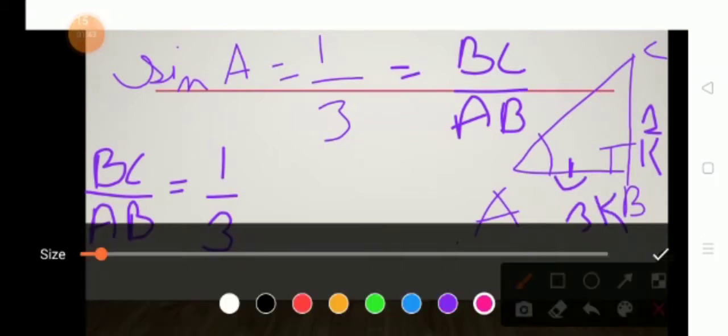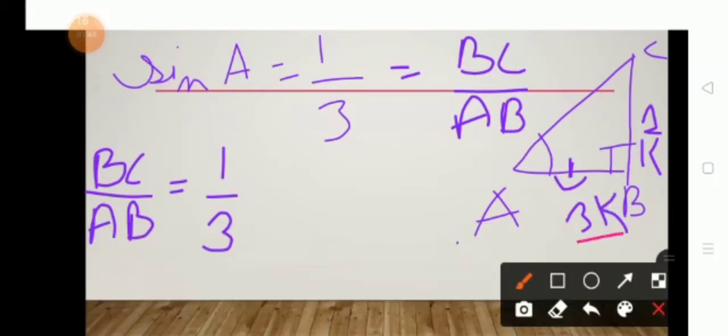Let me use another pencil. This is 3K, this is 1K, this is 1. Now, K is just a positive number. Don't get confused with it.